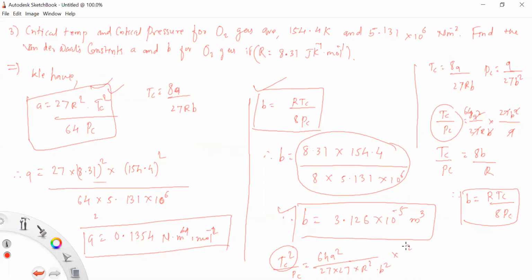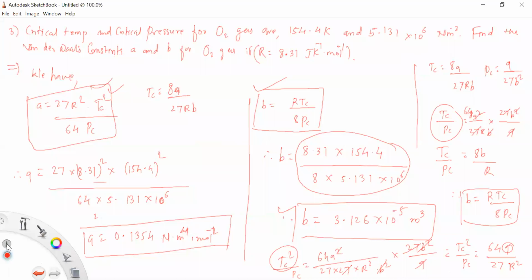याला आपण काय करतोय, 27B स्क्वेअर अपॉन दिस ए. आता हा ए आणि हा ए कॅन्सल, हा बी स्क्वेअर कॅन्सल, 27 कॅन्सल. इथे उरणार काय आहे तर TC स्क्वेअर अपॉन PC इज इक्वल्स टू 64A अपॉन 27R स्क्वेअर. आता याला ए च्या फॉर्म मध्ये जर लिहायचं असेल तर दिस इज द इक्वेशन, ए इज इक्वल टू 27R स्क्वेअर इंटू TC स्क्वेअर अपॉन 64 PC.